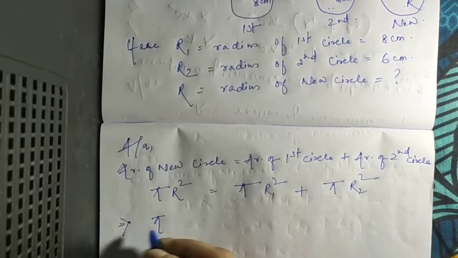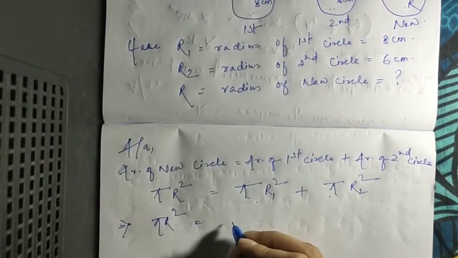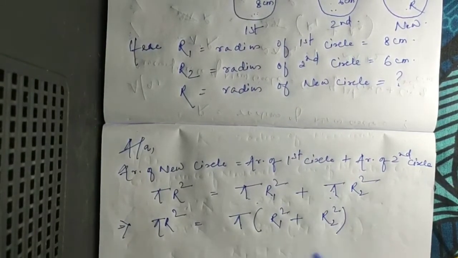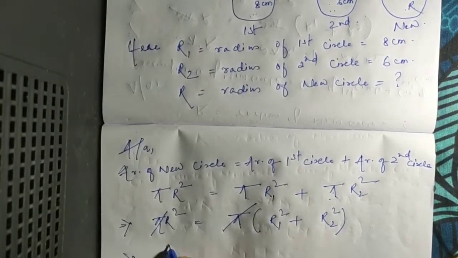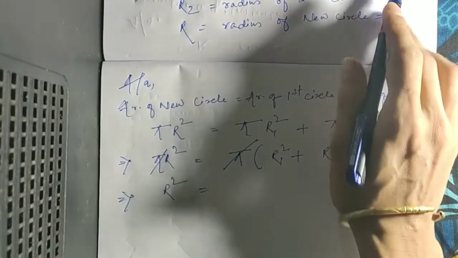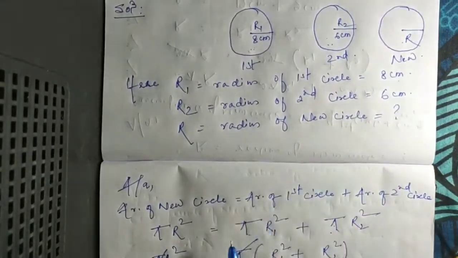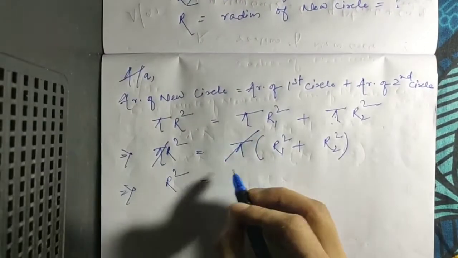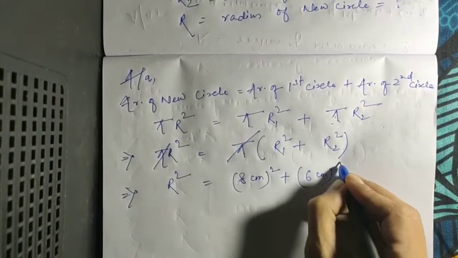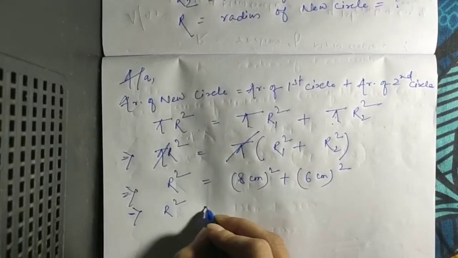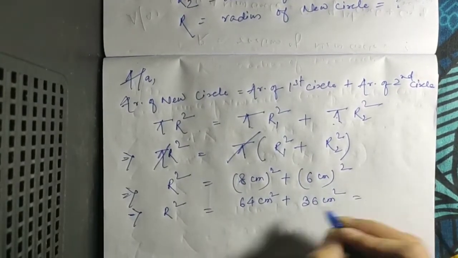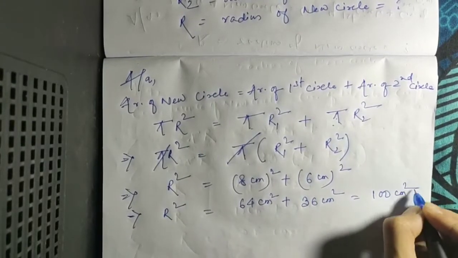Here we can see that pi is common, so pi common taken, r1 square plus r2 square. Pi cancels. Now r square is equal to r1 square plus r2 square, and r1 is given as 8 centimeter, and r2 is given as 6 centimeter. So let us enter here: r1 8 centimeter square plus r2 6 centimeter square. So r square is equal to 8 square, which is 64 centimeter square, plus 6 square, which is 36 centimeter square. 64 plus 36 is 100 centimeter square.